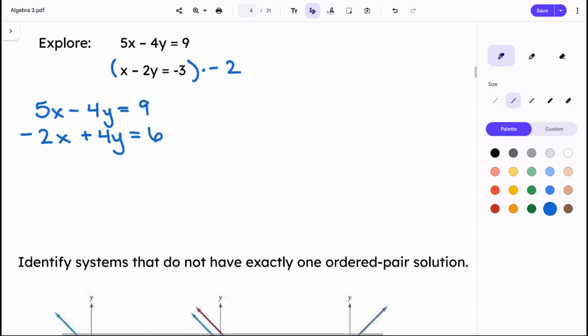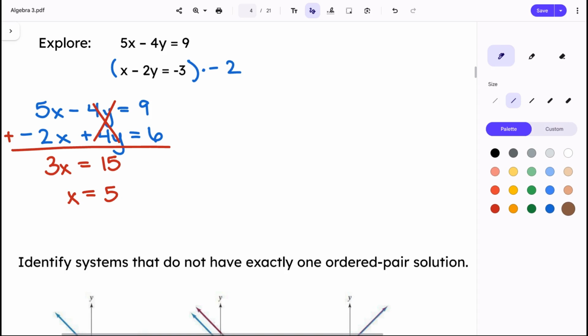And then what did you do? Added. Got 3x and then 15. Good. So x is 5. Okay. Now we're going to plug this back in to either equation to solve for your y.